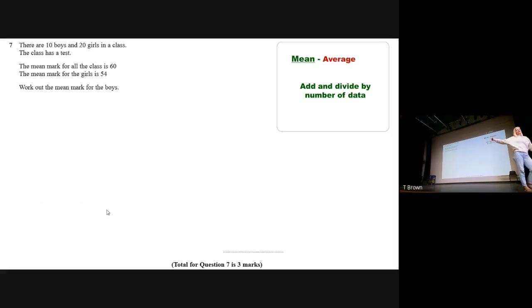But they've given us the answer. So they've already added up all the children's scores, divided it by how many there are, and they've got 60. And for the girls, they added up all the girls' scores, divided it by how many there were, and got 54. So when you're given the mean, all you can do is work backwards. What's the opposite of dividing by how many there are? Times it by how many there are. Perfect. So all I'm going to do is take the mean and times it by how many there are.